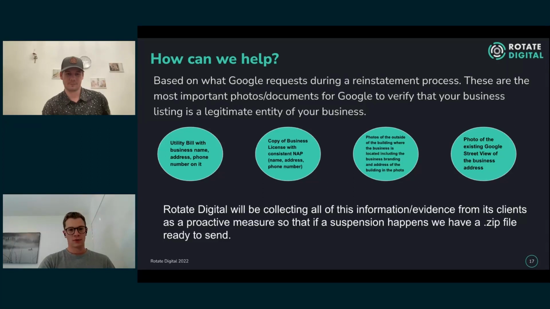So there's that, and then the photo of the existing Street View of the business address. We already talked about that. That needs to be updated, and you can submit that update. You can take a photo, upload it, and recommend that the photo be changed on the Street View. So that is an option.